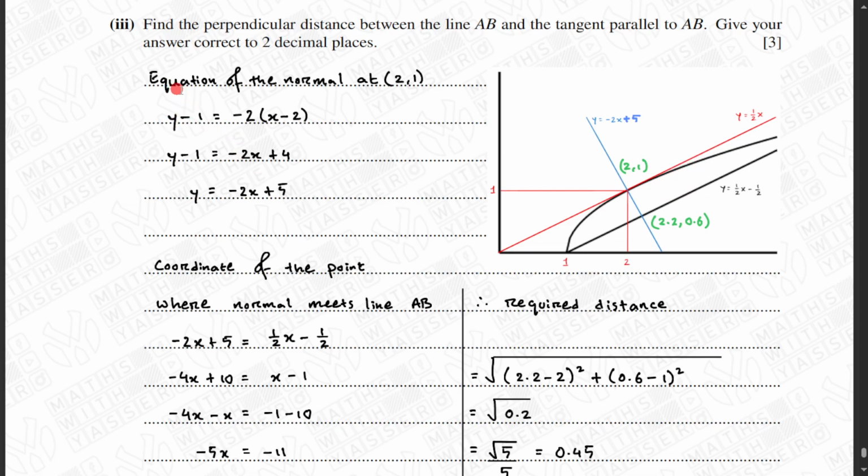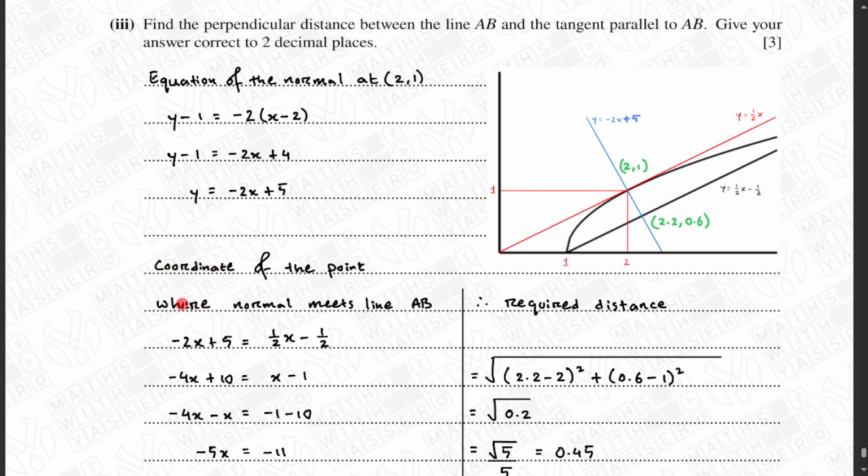So let's first find the equation of the normal at (2, 1). That means it will have the same point, but the gradient will be the negative reciprocal. So y minus y1 is equal to minus 2 times (x minus 2). The reason why this is minus 2 is because the gradient of AB was half, so minus 1 divided by half gives you negative 2. So y minus 1 equals minus 2x plus 4, so y equals minus 2x plus 5.